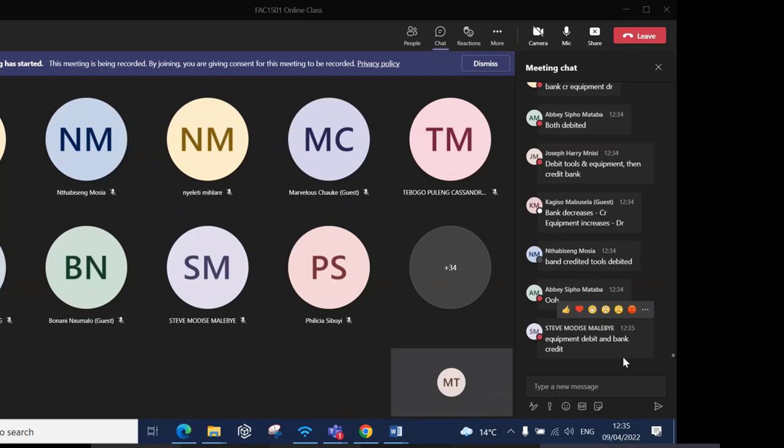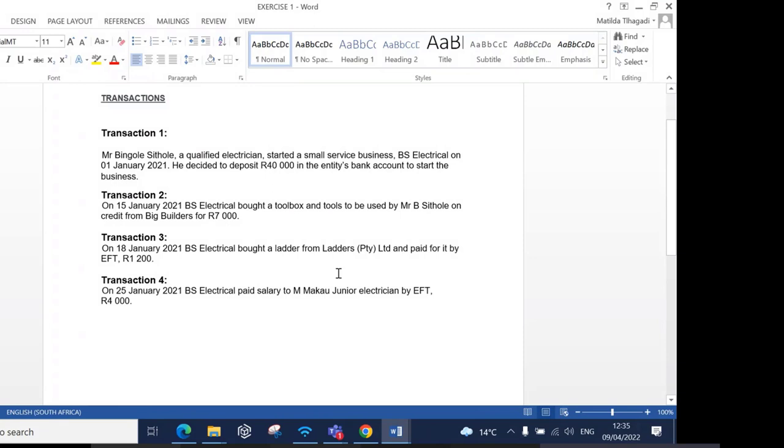The fourth one is on the 25th of January. BS Electrical paid salary to M. Makao, junior electrician, by EFT, 4,000. What are the source documents for transaction number four?